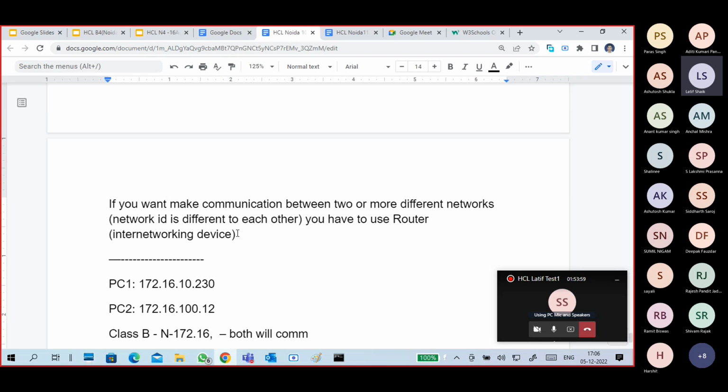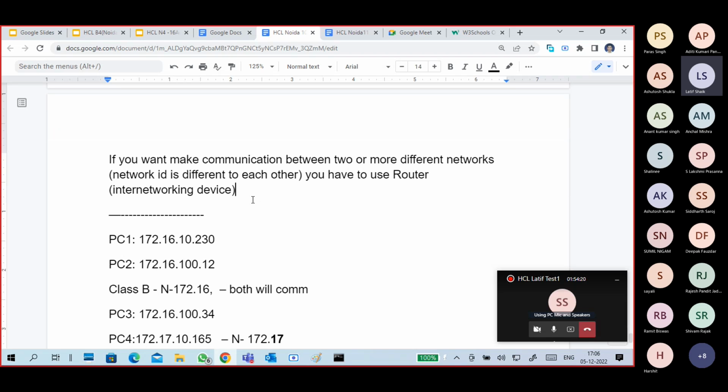If you have two different networks, logically different, two different logical networks, you can use a router to make communication between them. Why a router? It is an inter-networking device which can make communication between two or more different networks.